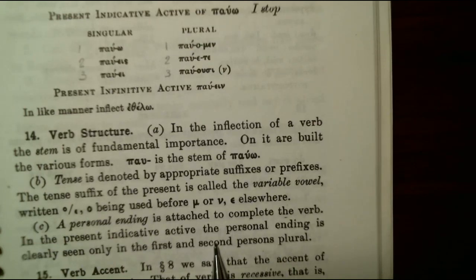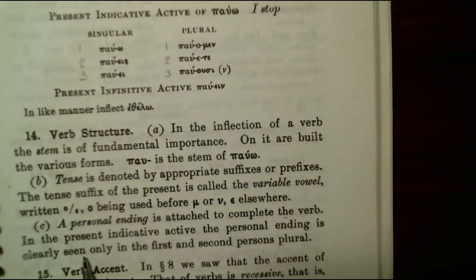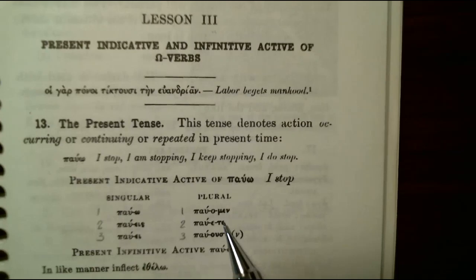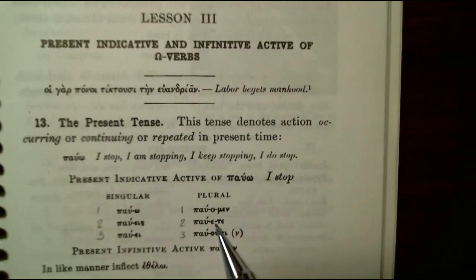All right, let's see here. The personal ending is attached to complete the verb. In the present indicative active, the personal ending is clearly seen only in the first and second person plurals. So what they're saying is, in the first and second person plurals, you have the obvious omicron there for the theme vowel and the obvious epsilon there for the theme vowel.